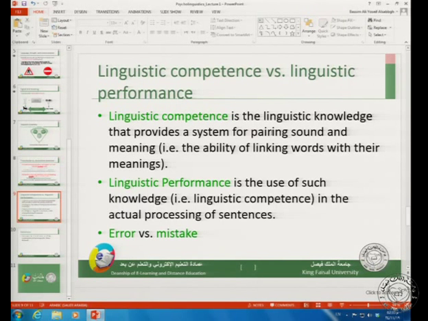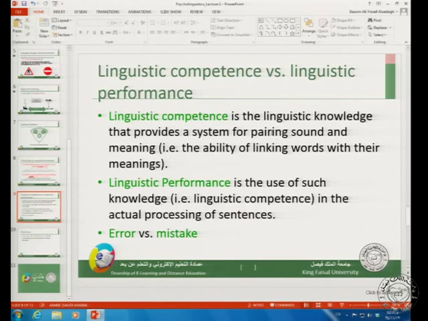So by being linguistically competent, you know how to use the language, how to link the sound to its meaning, how to link the meaning of a certain word, what you find in the dictionary, to what we find in real life. Okay, this is called linguistic competence. The ability to link what we find in the dictionary to what is available in real life. So this is our first term, which is linguistic competence.